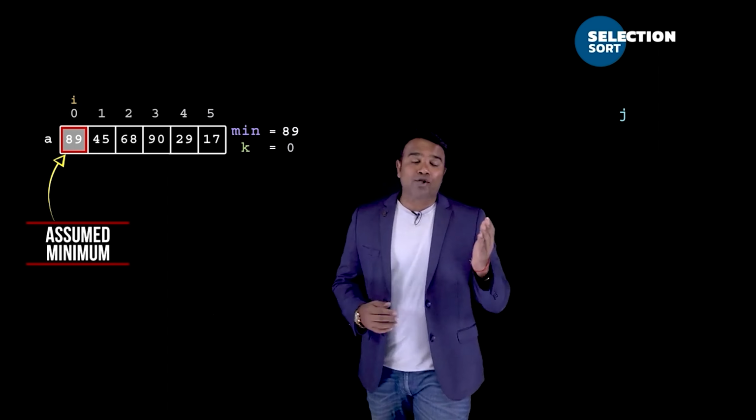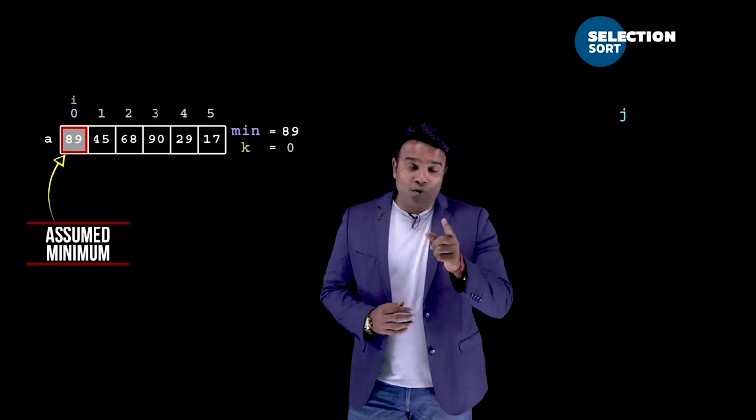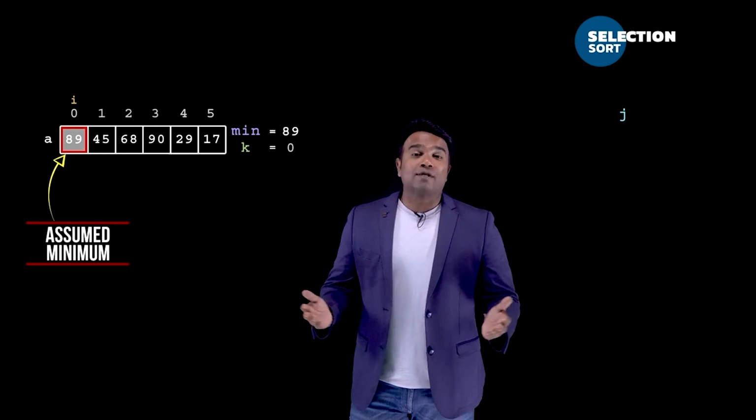But then you know that 89 is not the actual minimum. You also have understood in the previous episode that you as a programmer will have to scan the entire array from the next position onwards. That is, from the first position up to the fifth position in search of the real minimum. And that is the purpose why I have j. What I mean to say is that I would initialize my j to 1, and j has to start from the first location and scan the entire array in order to search the real minimum.